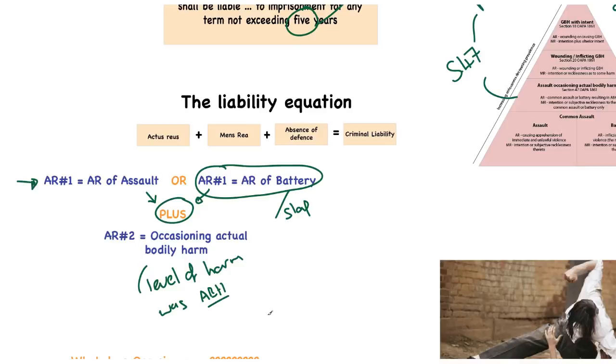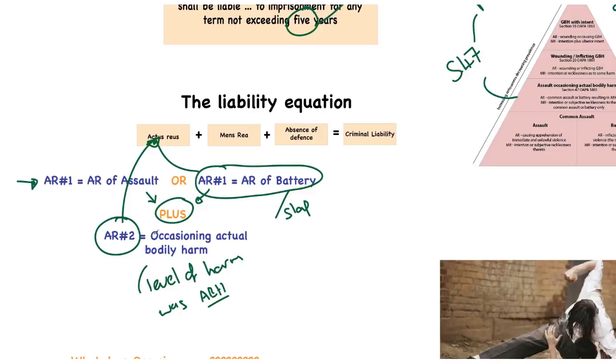Hope that makes sense. If we have actus reus 1 and actus reus 2, then we are able to show that the actus reus on our liability equation has been completed. So let's just take a look at one or two of these slight issues, but particularly I'm not going to deal with the actus reus of assault or the actus reus of battery because we've done those.